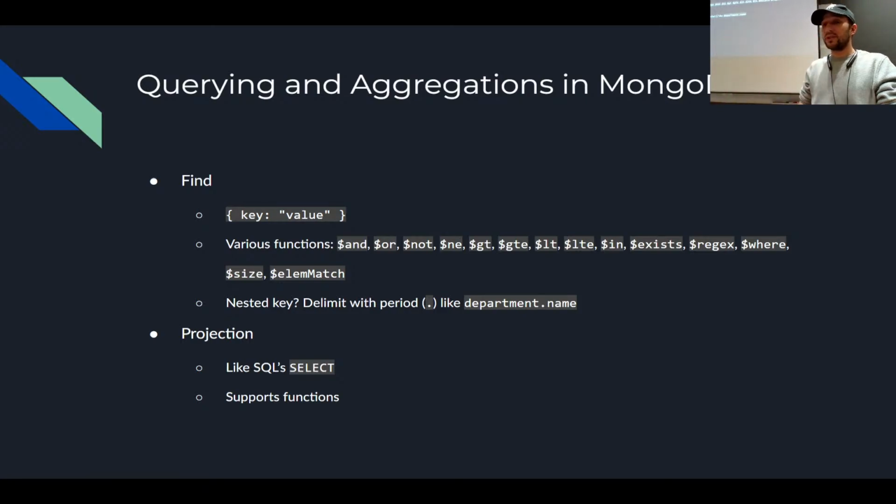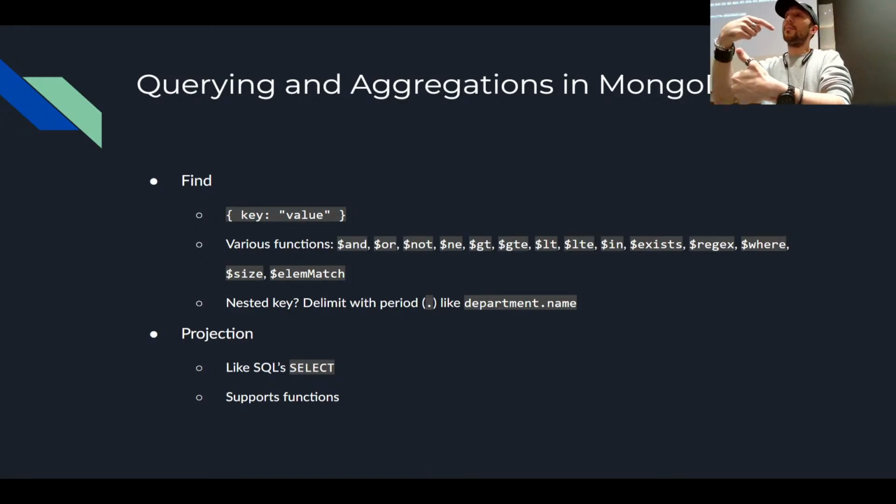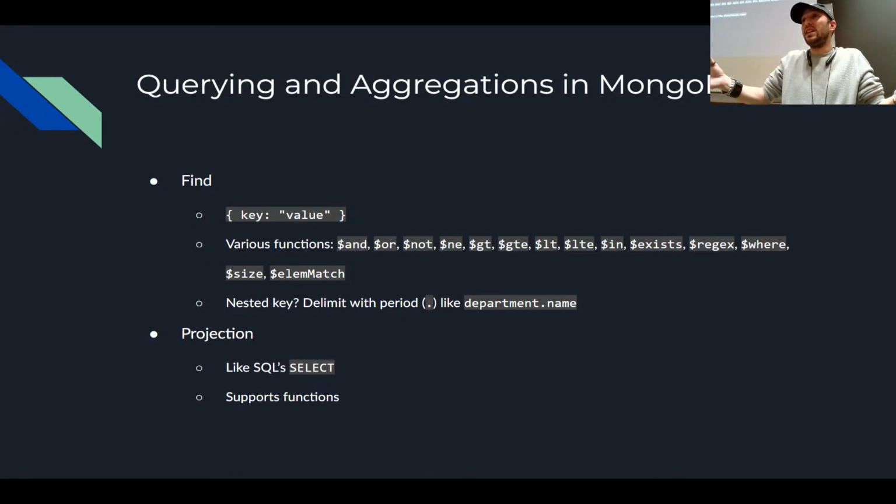Now, there's a whole bunch of different functions. You can get really complicated with this. You can do and, or, not equal to, greater than equal to, less than equal to, in, if you want it to be one of a set of values. You can do if a field exists, because it's JSON, right? You can just not have a key. Maybe you want to find a document where that key does exist or where that key does not exist. Or maybe you want to do a text search using a regular expression. There's also a where, but it's different from SQL where. Don't get confused. Where is mostly used with nested arrays. There's also size, if you want to check the size of an array.